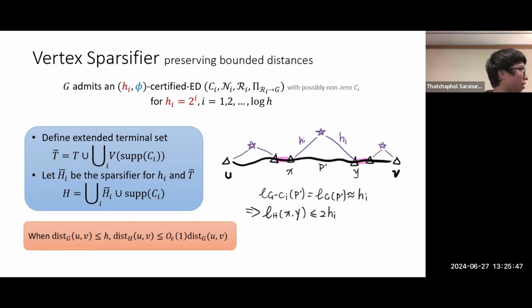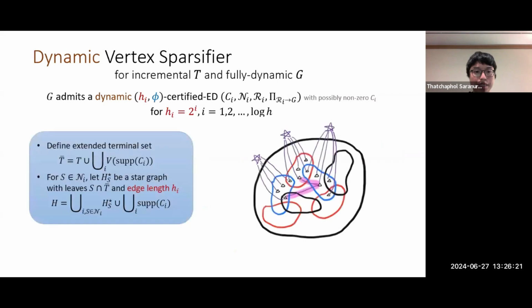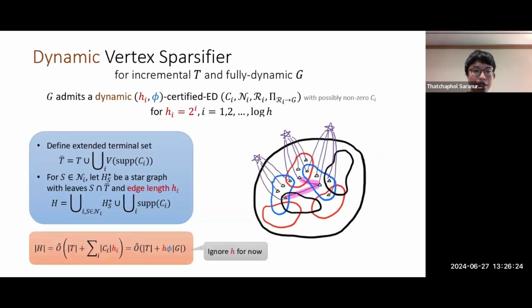And for the subpath between cut edges, it has the same distance in G minus C and G. So basically, the previous vertex classifier can take care of this subpath between cut edges. So now we can obtain a vertex classifier for a general graph. Yeah, and the size of the graph is kind of small.